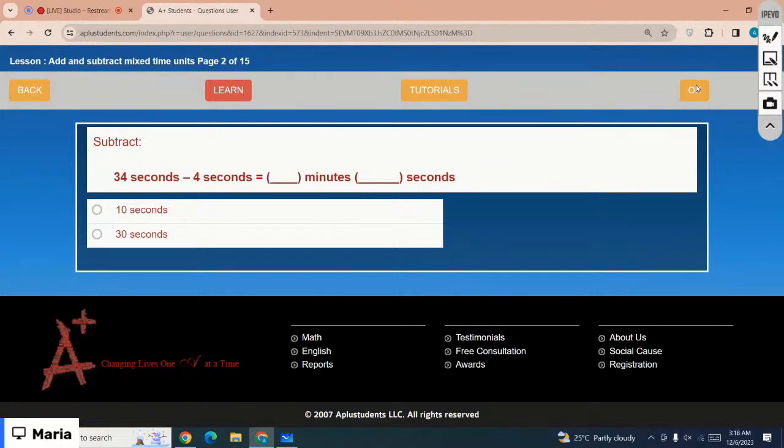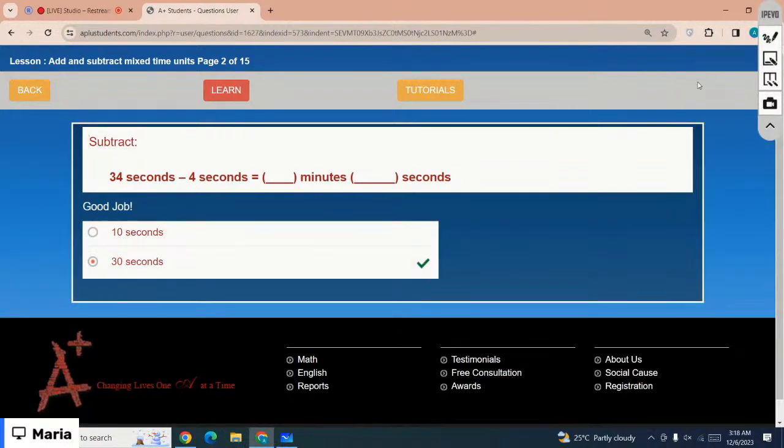Okay, 34 seconds minus 4 seconds, which is the correct option? You have to subtract. 34 seconds minus 4 seconds equals 30 seconds, right? So the correct option is 30 seconds.